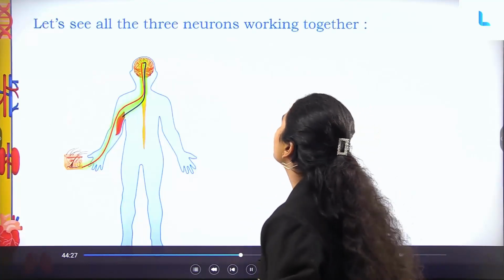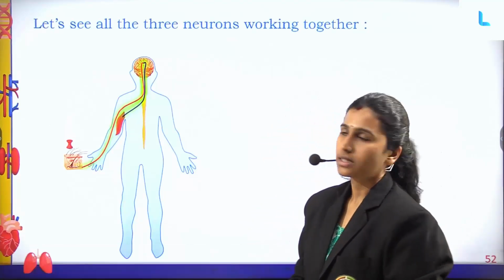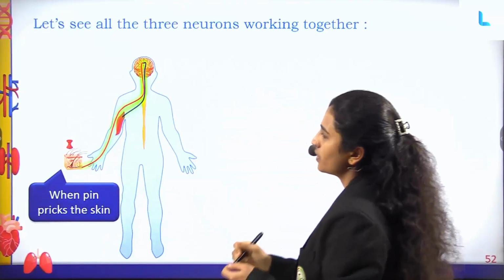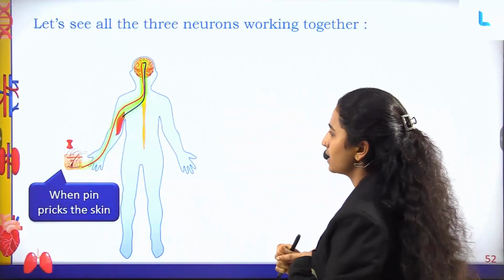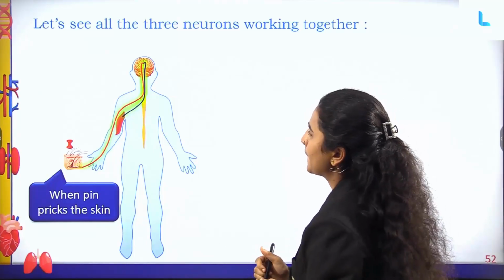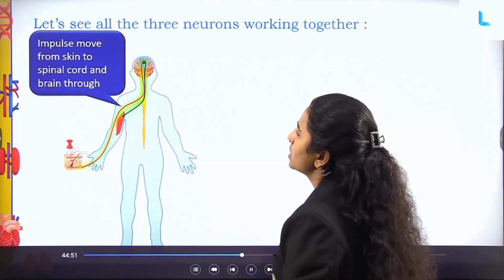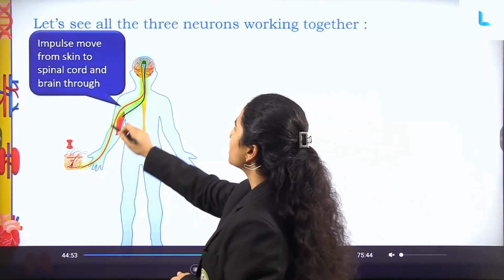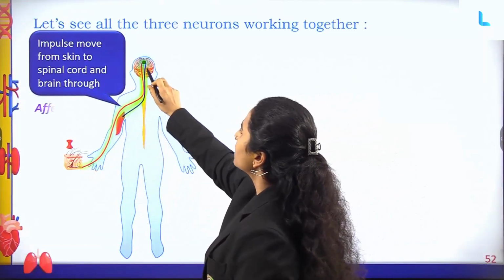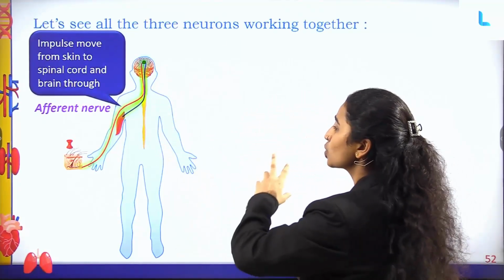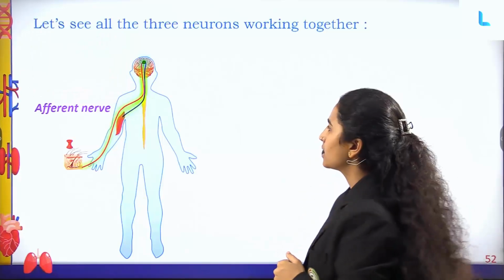Now let us see the three types of neurons which work together. When a pin pricks the skin, the impulse is going to move from the skin to the spinal cord and brain through the afferent nerve. It reaches the brain through the spinal cord.